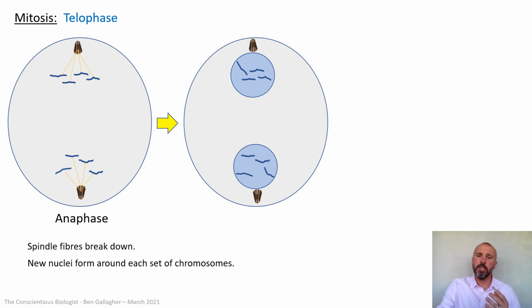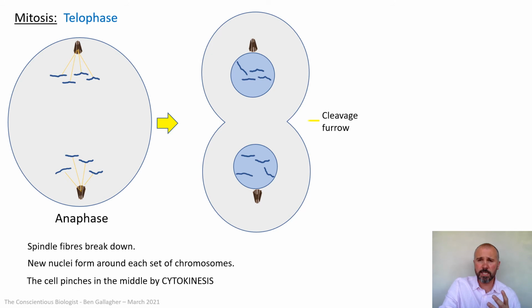Okay. Next event is that the cell pinches in the middle by cytokinesis. This is, if I do it up the way that the page is, that's where it is that size. It pinches in the middle. So that's the picture that you're looking at now. And it's going to eventually pinch all the way through. But that pinching that you can see all the way around, that's called a cleavage furrow.